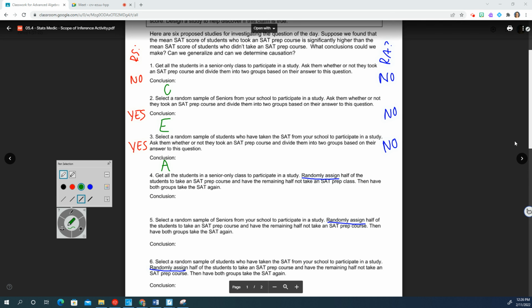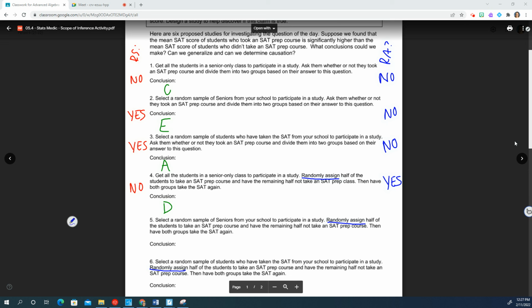So letter for number 4? D. D is correct. Random sample? No. Random assignment? Yes. So that's kind of what that chart in your notes was going through: if it's no for this, yes for this, what you can make inferences of, like does it cause or is it just an association?